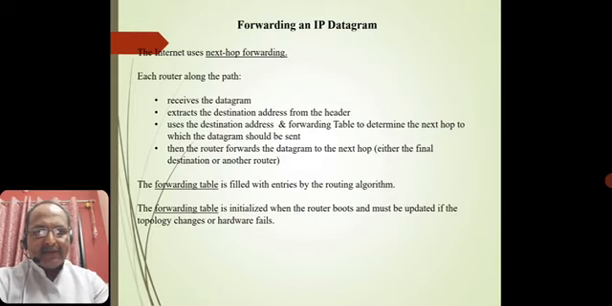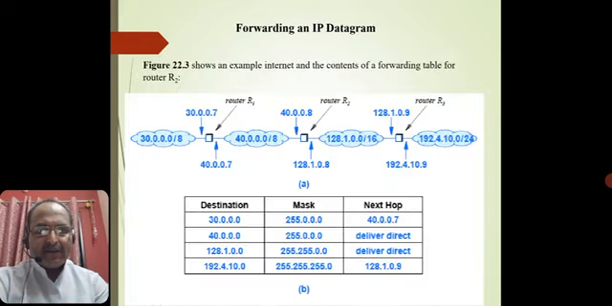And the forwarding table is filled with entries by a routing algorithm, so however many datagrams are forwarded, it is of course instantaneous, all these things happen in nanoseconds. The forwarding table is initialized when the router boots and must be updated if topology changes or hardware fails. This is very important.